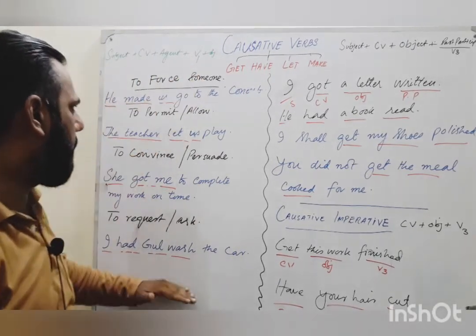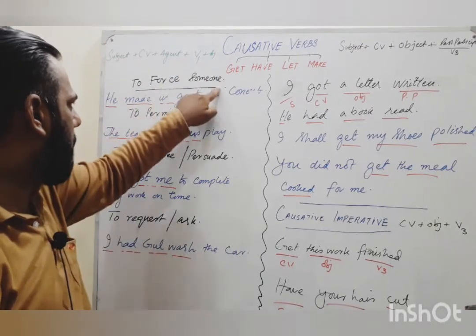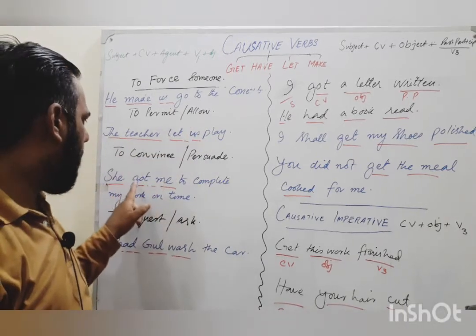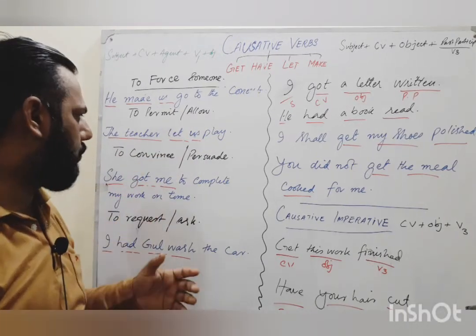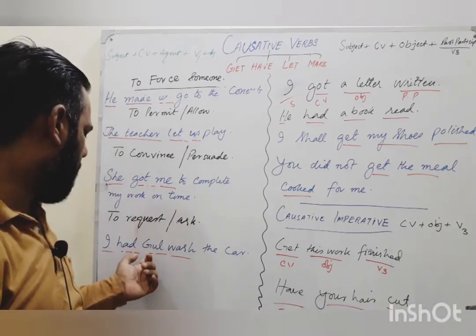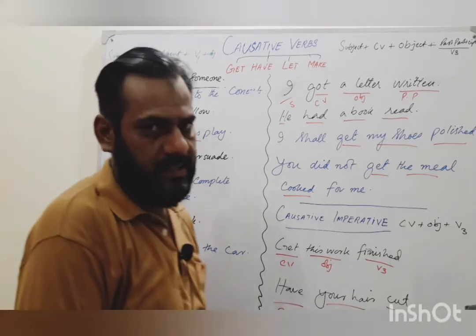These are the four patterns. Using make or made to force someone; using let to permit or allow someone; using get or got to convince or persuade others; and when you want to use have or had, it means that you are making requests or asking something.